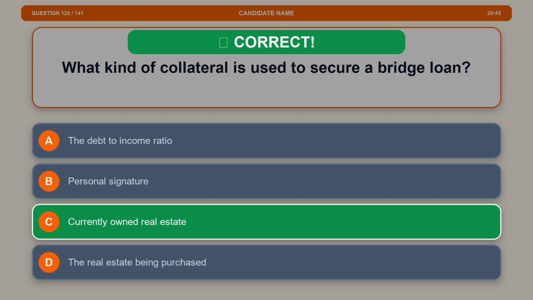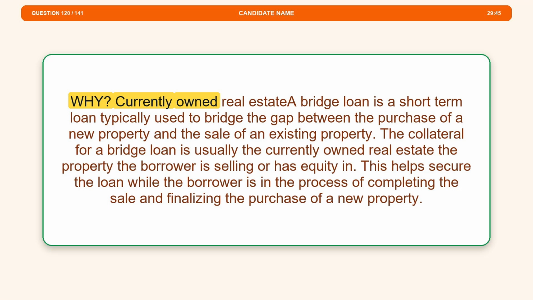The correct answer is option C. Currently owned real estate. A bridge loan is a short-term loan typically used to bridge the gap between the purchase of a new property and the sale of an existing property. The collateral for a bridge loan is usually the currently owned real estate, the property the borrower is selling or has equity in. This helps secure the loan while the borrower is in the process of completing the sale and finalizing the purchase of a new property.